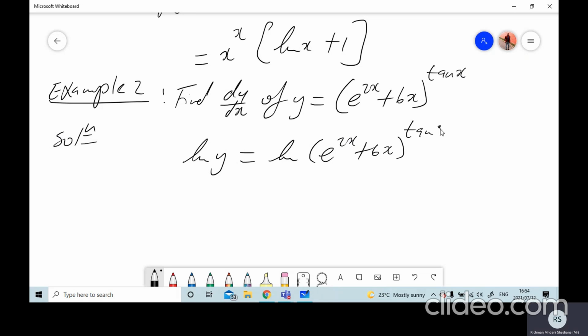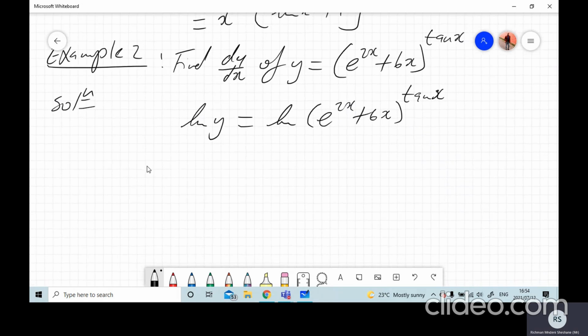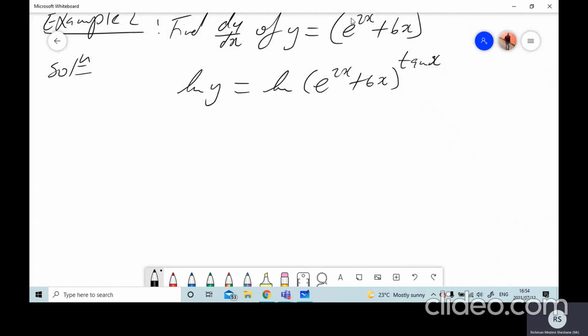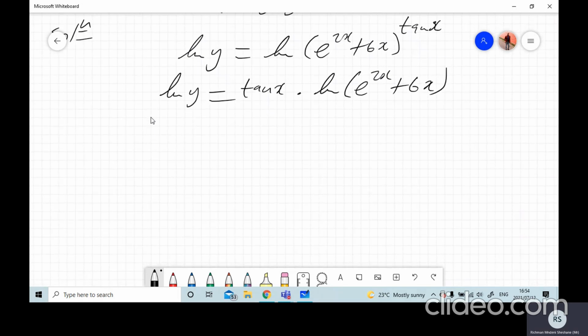Right hand side. Okay. So far we have this. Our aim is to take this power function tan x down here. So this will be ln of y equal to, let's take now this power function, which is tan x, multiplied by ln of e to the 2x plus 6x. After you bring down your power function, you're ready to differentiate.